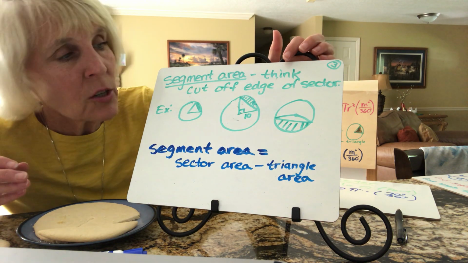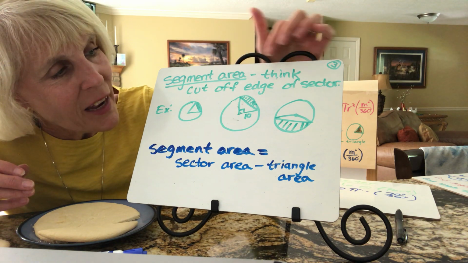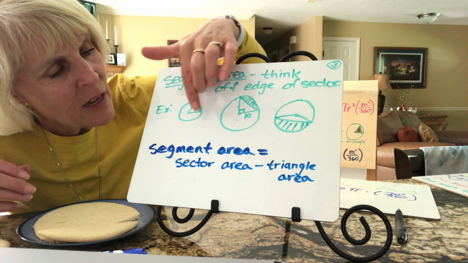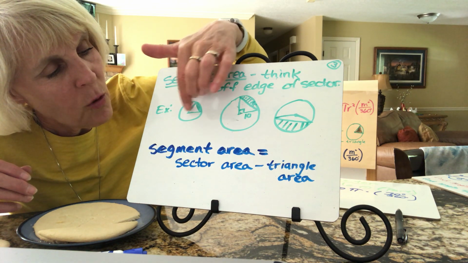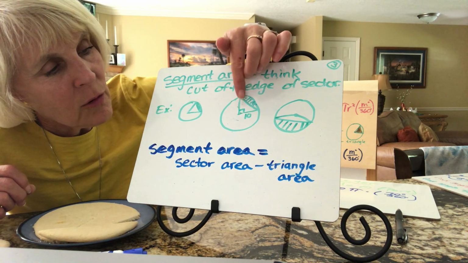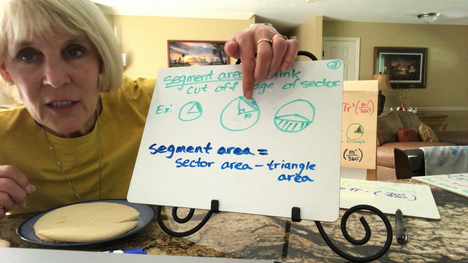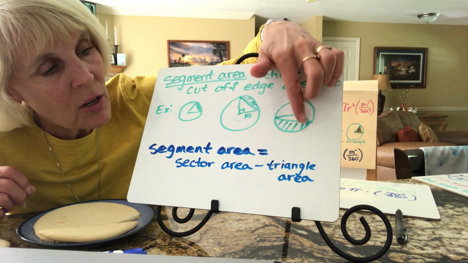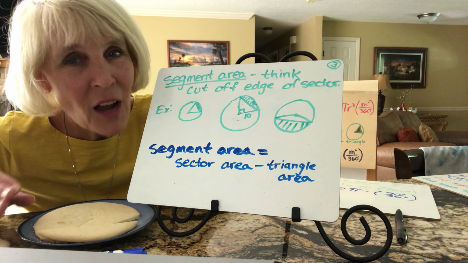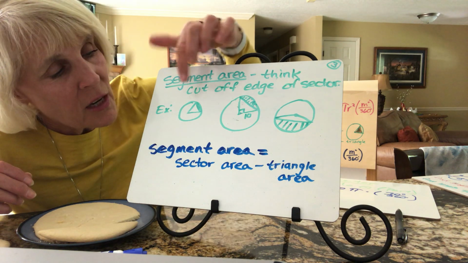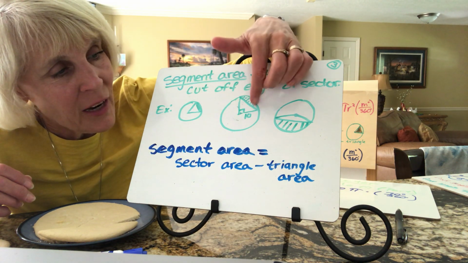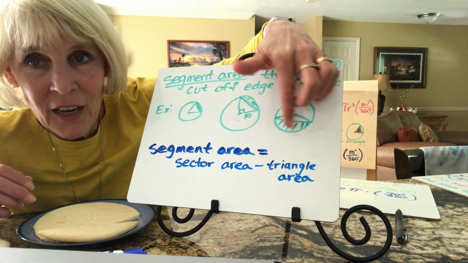So segment area, you're thinking of cutting off the edge of the sector. So I could say a segment here, here's my whole sector, and then I just cut off, and there's my segment. Okay, or here I can just cut off, and that's my segment. Here I just cut off, and that's my segment. So when I say a segment of the circle, I'm not thinking of a chord. I'm thinking of a chord and its arc.